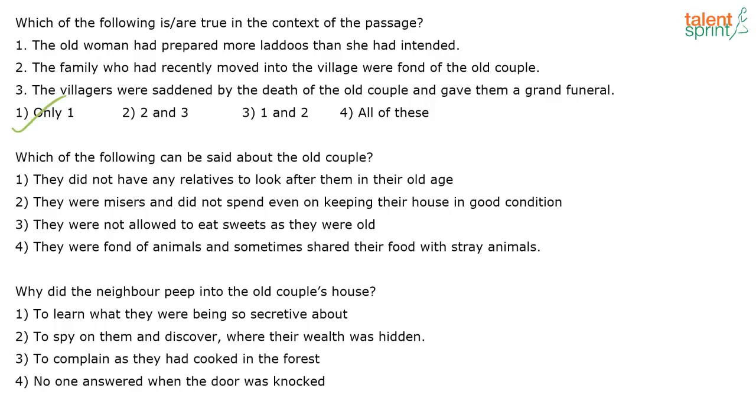Second question, which of the following can be said about the old couple? Options: they did not have any relatives to look after them in their old age. They were misers and did not spend even on keeping their house in good condition. They were not allowed to eat sweets as they were old. They were fond of animals and sometimes shared their food with stray animals. We know for a fact that 3 and 4 is absolutely incorrect. If you had to choose between 1 and 2, what would be your answer? What does the passage support?